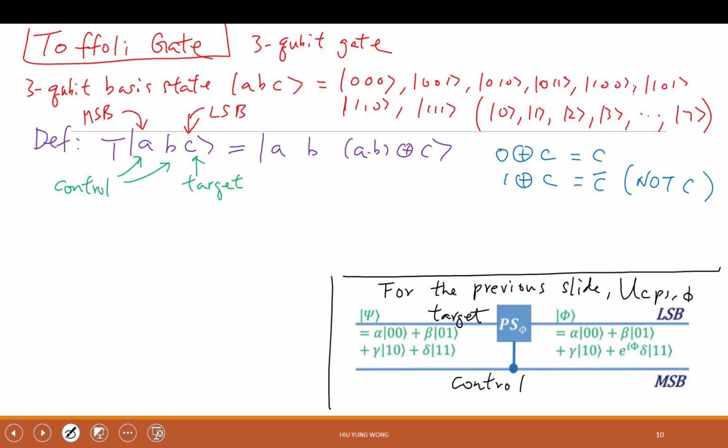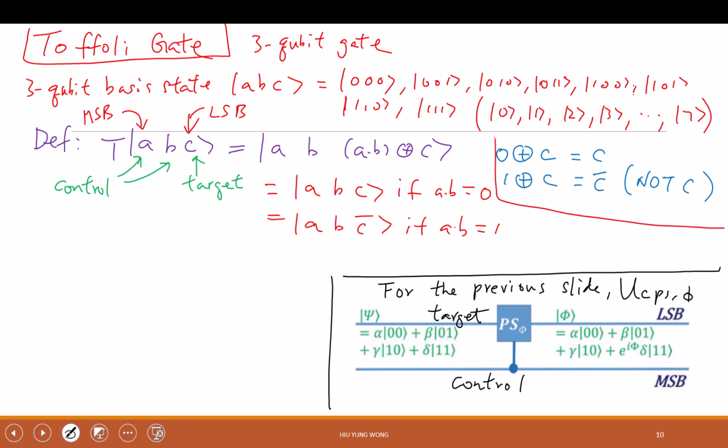So what I'm trying to say, this is equal to A, B, C if A times B equals 0, or it is equal to A, B, NOT C if AB equals 1. Make sense? Now, quantum computing is easy in some sense.